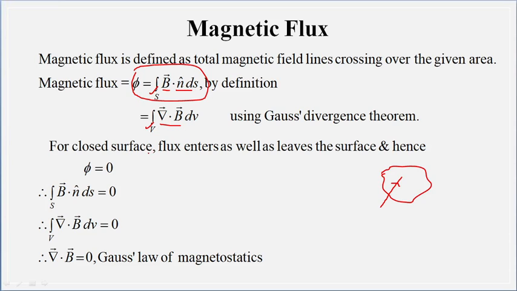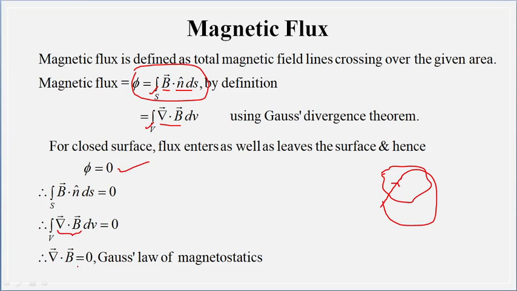Then, for a closed surface, the magnetic field lines always form closed loops. So if you choose any closed surface, the lines will enter the surface and leave the surface. The flux entering is the same as the flux leaving. Flux entering is negative, flux leaving is positive, so the total flux is 0. But what is the definition of flux? The surface integral of B dot n ds. Then you convert it into a volume integral. Now the integral is 0, that means the integrand is 0. So del dot B equal to 0.